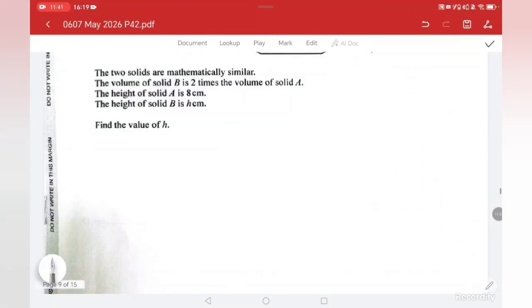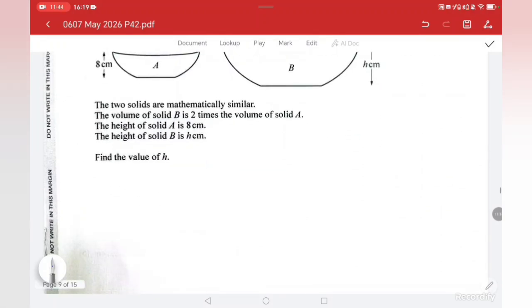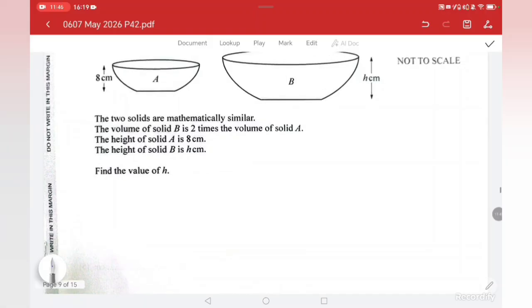Now, similar shapes. Here it's very clear that we are talking about volumes, and take care in volumes. As I mentioned many times to my students, if you talk about length, like the length of a side and the length of another side, this is the ratio of lengths, or the linear scale factor. But when you talk about area, this is the area scale factor. If you talk about volume, this is the volume scale factor. So take care when you square or cube.